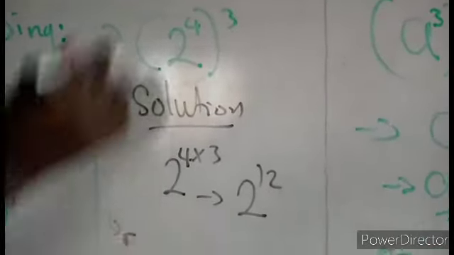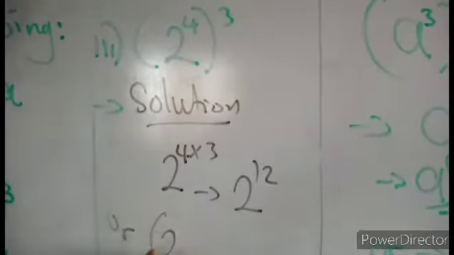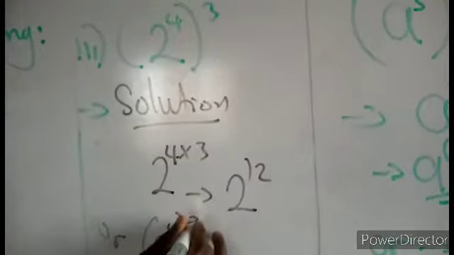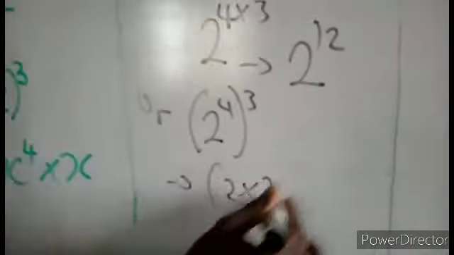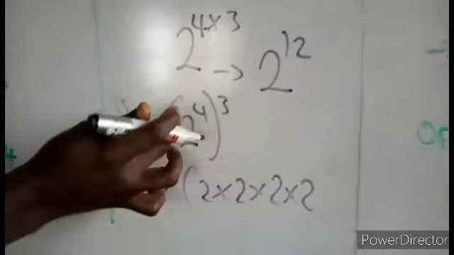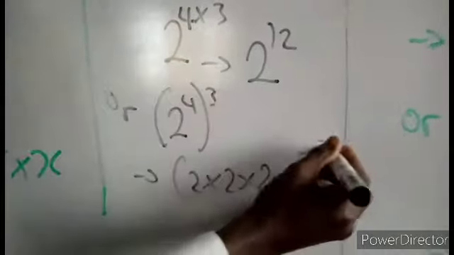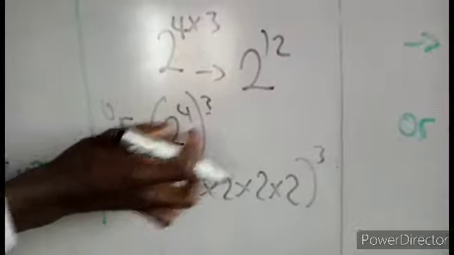Or you can also solve it the other way around, by writing in brackets 2 to the power of 4, raised to the power of 3. That means 2 in 4 places, 2 times 2 times 2 times 2, that's raised to the power of 4. Then the outside one, this is the innermost part, this is the outermost part.